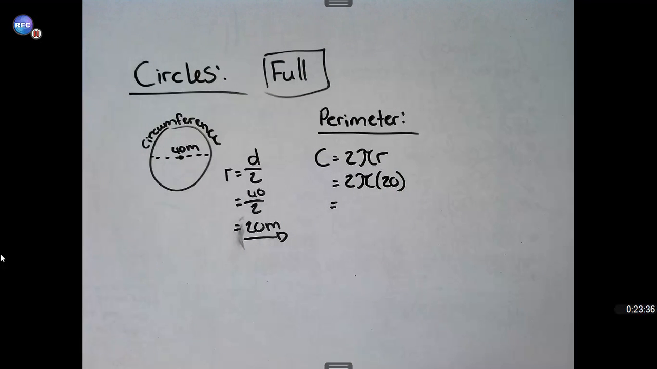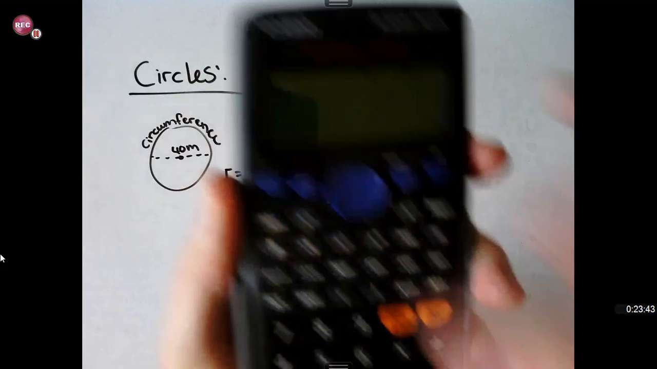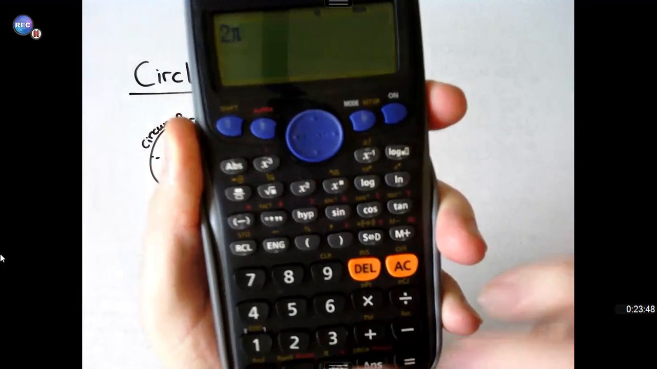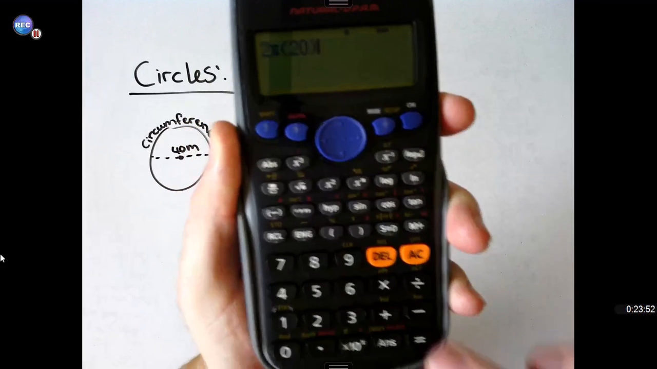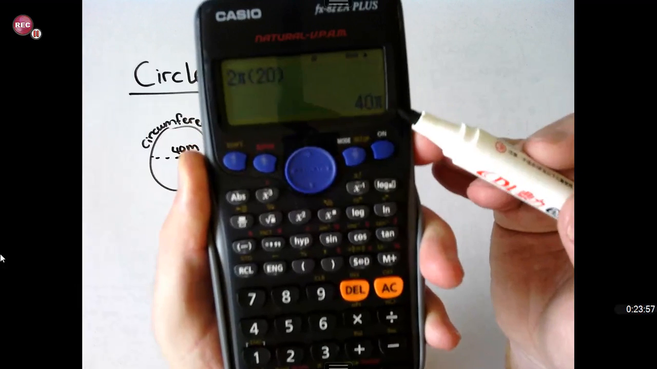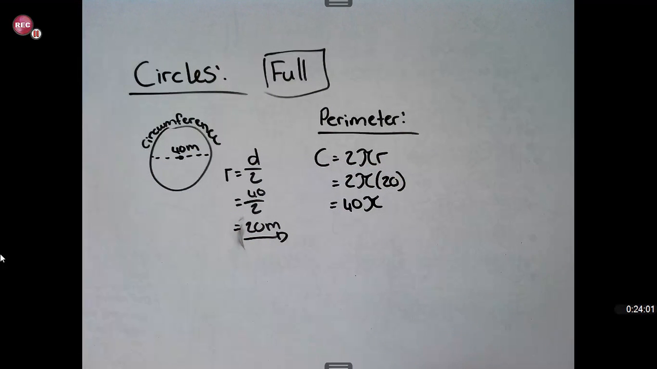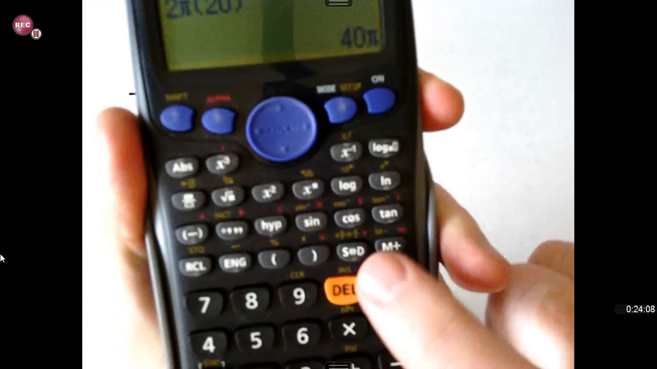So to calculate that, we'll say 2. So you're going to say 2, shift, then we press pi over here. You'll see it comes up on the screen. Open bracket, 20, close your bracket, and then you press equal. Now obviously it will give you something like this, which is 40 pi. You can write that down. But we're going to ask you to go and round it off to 2 decimal places. So what you do then is, you would see over here is an SD button.